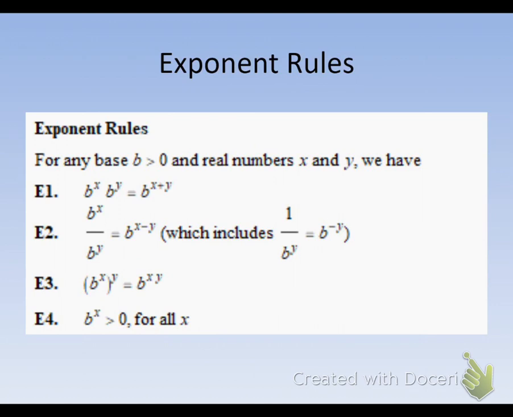Exponential, let's try that again. Exponent rules. Whew. We'll keep going. Okay, so when we have the same base, we add our exponents. When we have division in the same base, we can subtract. When it's a power to a power, we multiply, and we see that b to the x is greater than 0 for all x. Remember at that top part, we already said that that is going to be greater than 0.